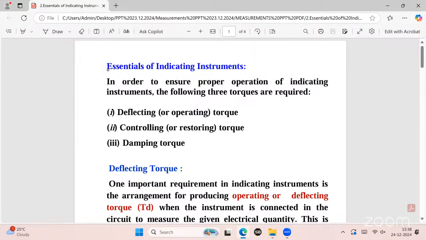Now, an important 10 marks question: essentials of indicating instruments. You have to explain deflecting torque, controlling torque, and damping torque. You have to explain all those things.